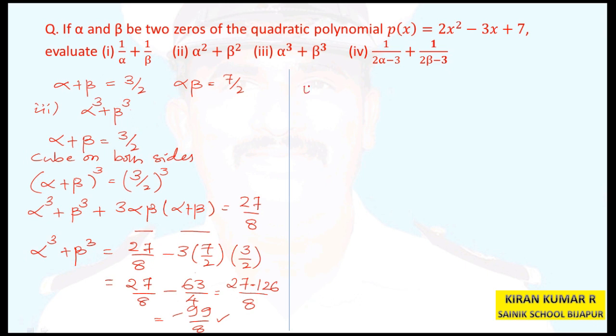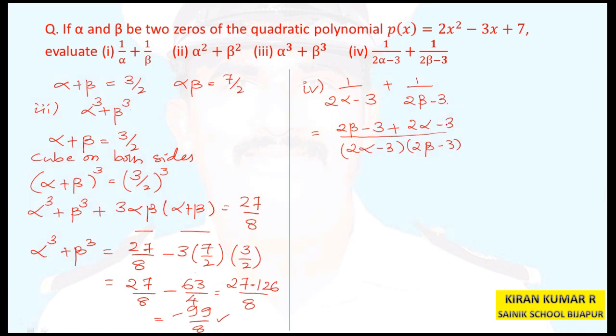Let me take the fourth one. The fourth sub-question we have is 1 by 2 times alpha minus 3 plus 1 by 2 times beta minus 3. Let us take the LCM of these denominators. Its product is 2 alpha minus 3 times 2 beta minus 3. So the numerator we get is 2 beta minus 3 added to 2 alpha minus 3. This minus 3 added to minus 3 becomes minus 6.